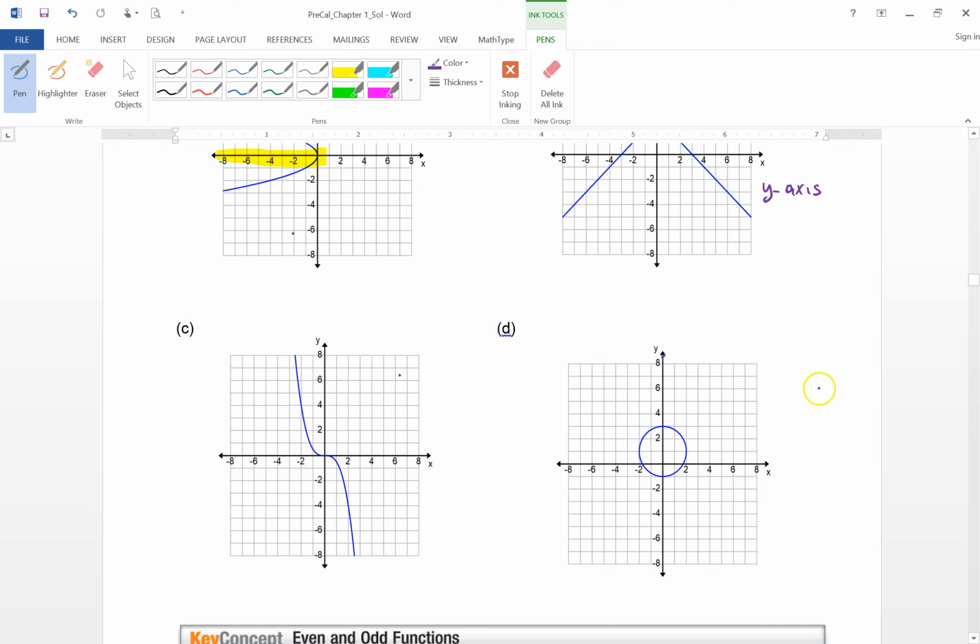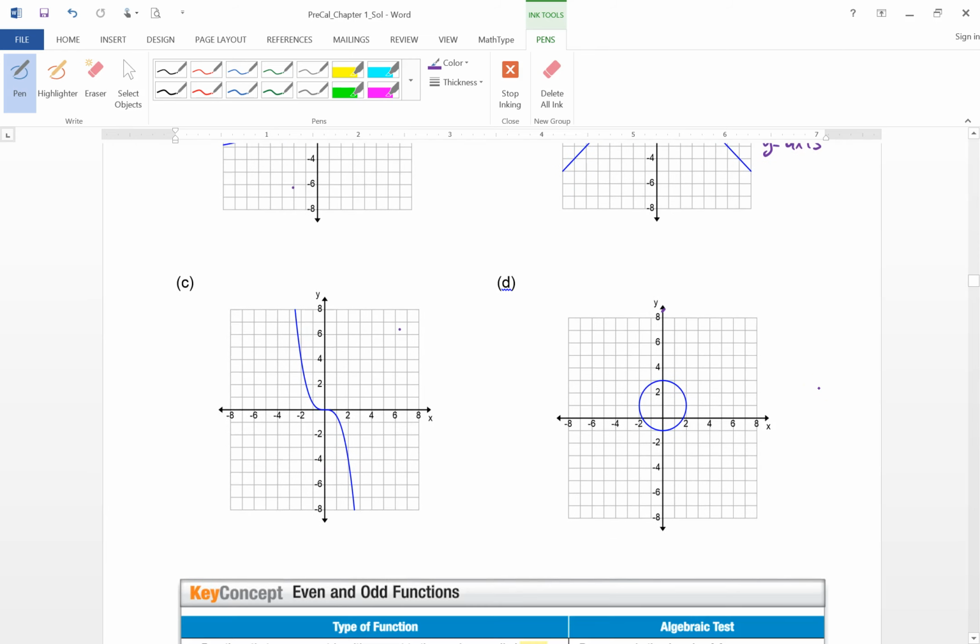Moving on. This one, if you flip this upper part around, like to the right, and then you flip it down, this and this part will match, right? That means this is symmetric with respect to the origin. What about this one? Just symmetric around the y-axis. So that was symmetry.